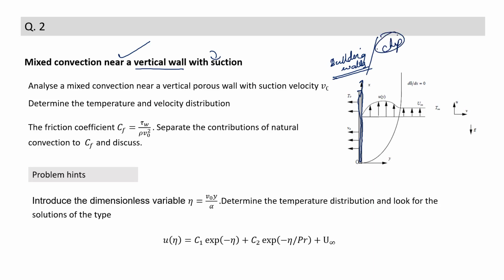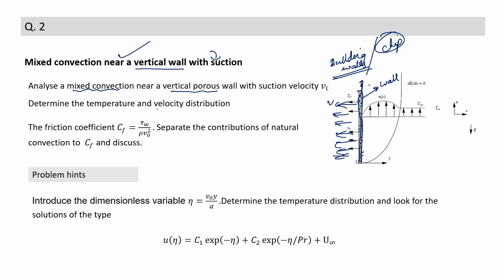So what happens is there is a mixed convection. Assume that it's happening near a vertical porous wall. So the wall is actually porous. Okay, so through the porous wall, there is actually suction velocity, or the water is actually going outside with velocity V0.